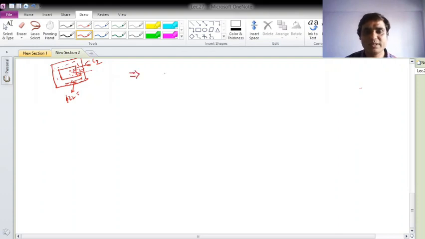Now let us define the term called mutual inductance. In order to define it, let me draw the magnetic circuit again.